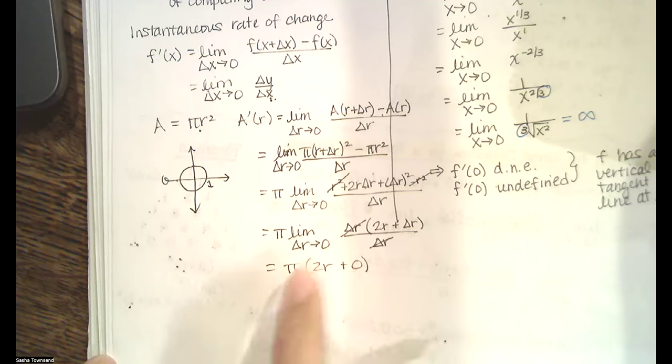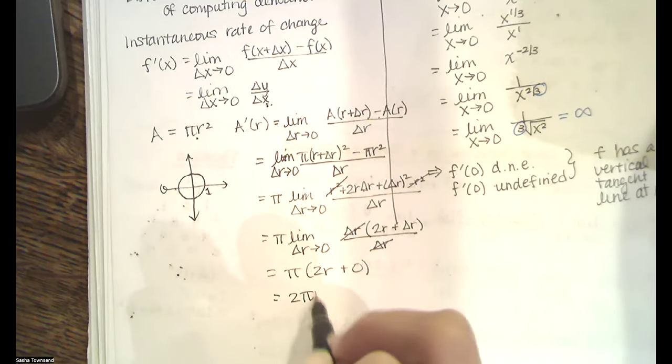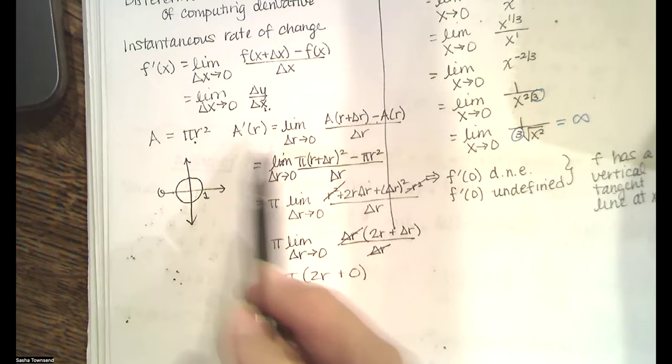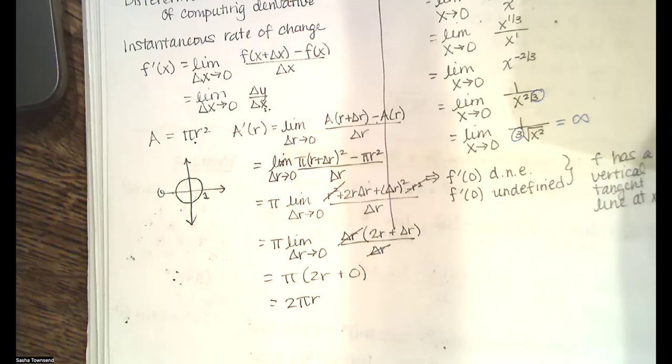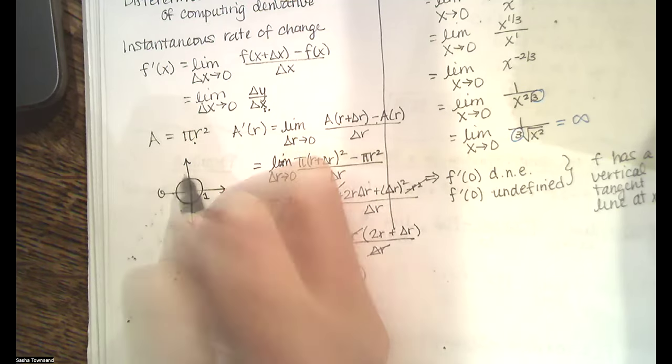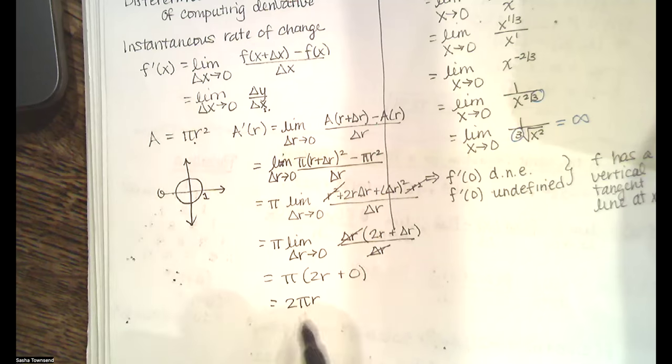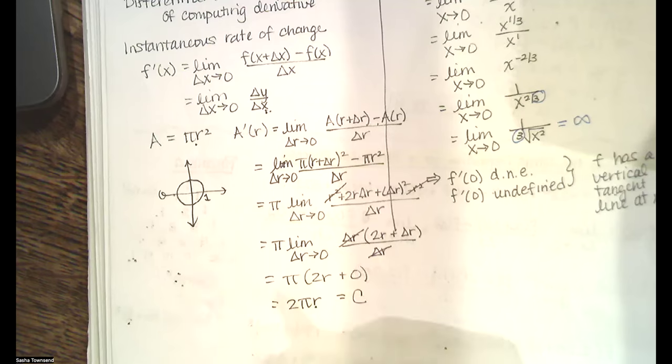And once we're substituting that value of delta r, now we don't need the limit notation anymore. And we get 2 pi r is the instantaneous change in area as the radius changes. And I think that makes sense. Do you guys recognize that formula? 2 pi r, that's the circumference of our circle.